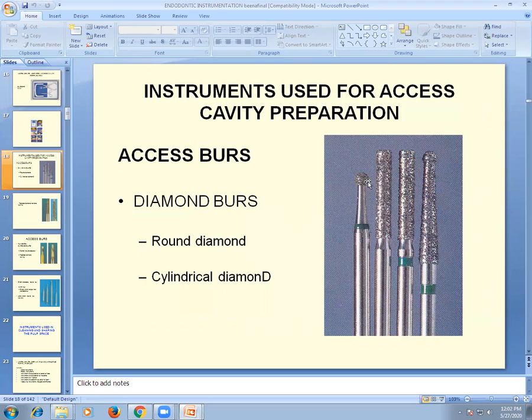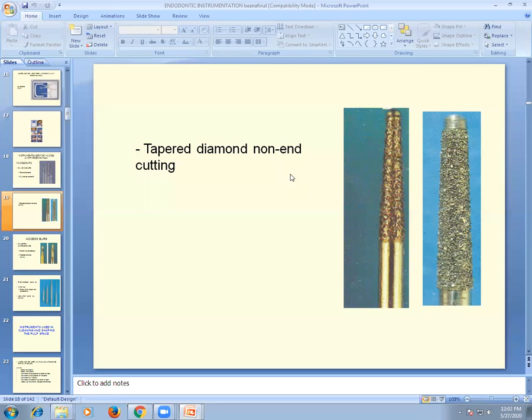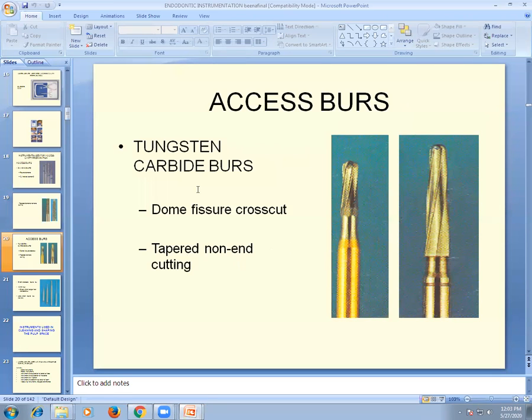We have seen the diamond burrs and the carbide burrs in the last lectures. These are the diamond burrs, cylindrical burrs, and this is the tapered diamond non-end cutting burr. You can see in this picture the end is non-cutting. There are no diamond points attached to the end. Hence, the tip is safe. You won't cut the pulpal floor during the access cavity preparation.